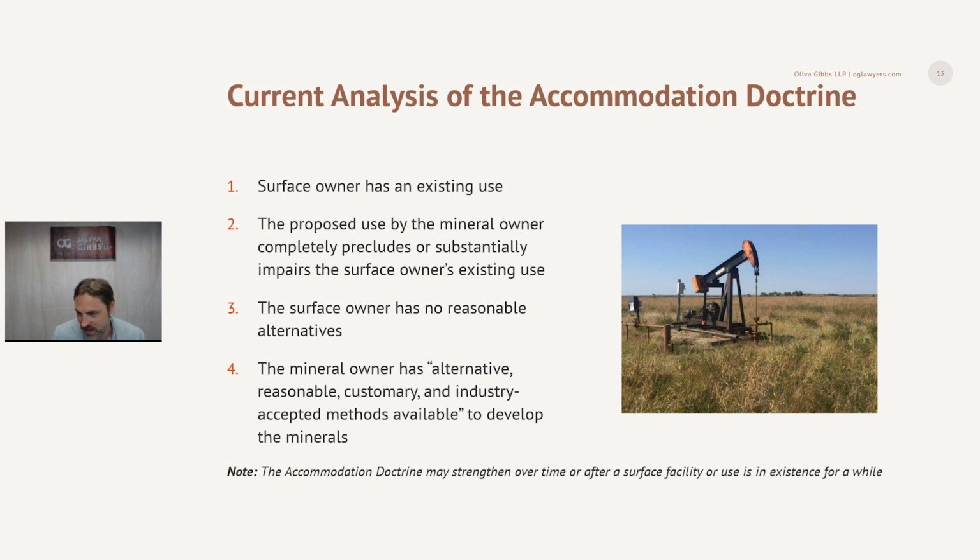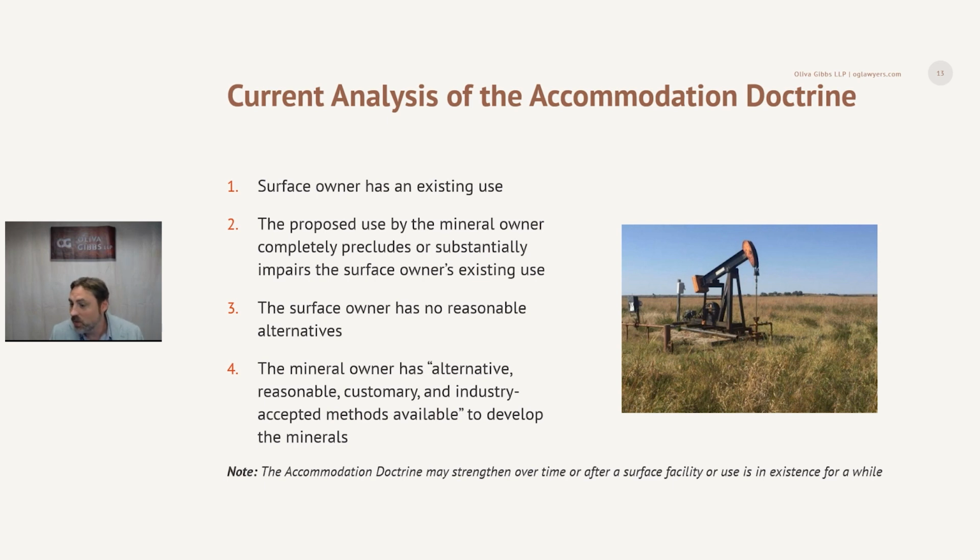This is kind of where we stand today. So the surface owner has to have an existing use. And this is also going to be a very important point for solar developers that I'm going to talk about a little bit, because you don't want to just go out and kind of willy-nilly build your facility and say, well, we've got the accommodation doctrine. It's an existing use now. Well, that doesn't necessarily apply right out of the gate. It strengthens over time. But if you do have a use that's been there for many years, like Jones's irrigation system, then that argument's really going to come into play.